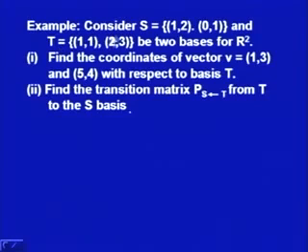So let us consider S, a subspace of R2, with basis (1, 2) and (0, 1), and another basis T: (1, 1) and (2, 3). These are two bases for R2. We have to find the coordinates of vectors V, which are (1, 3) and (5, 4), with respect to basis T. This is the first part. In the second part, we have to find the transition matrix Pst from T to S, the basis S.